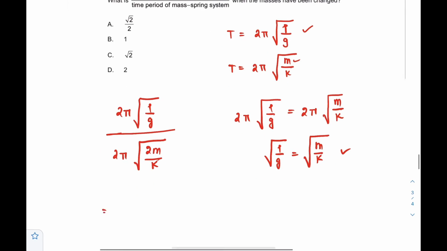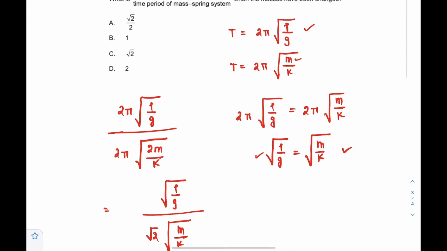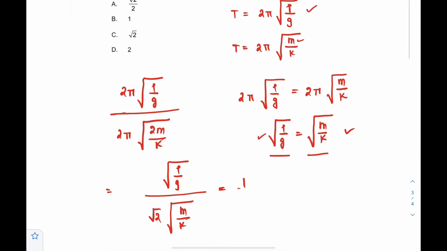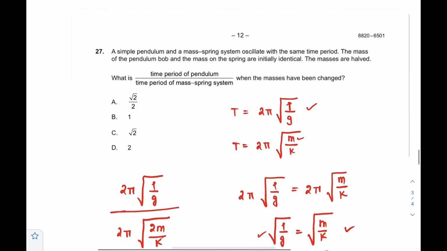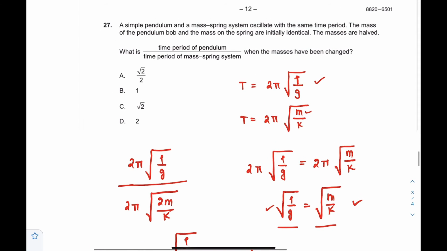So from here if we just simplify, we'll get root of L by g divided by root 2 into root of m by k, okay, and these are equal. Root of L by g and root of m by k are equal, so this will be equal to 1 by root 2. So that means the correct option would be option number A. Why?